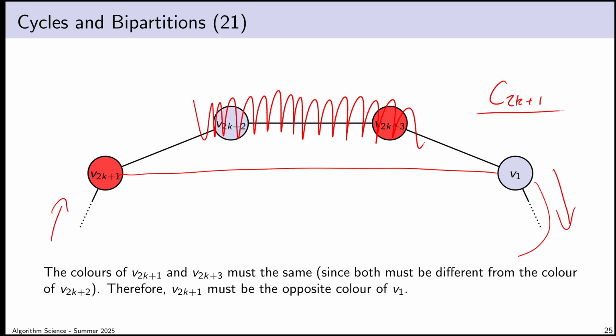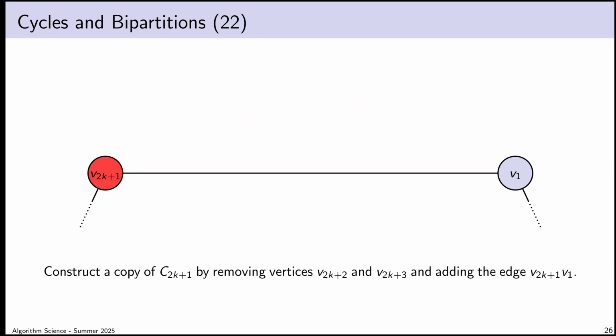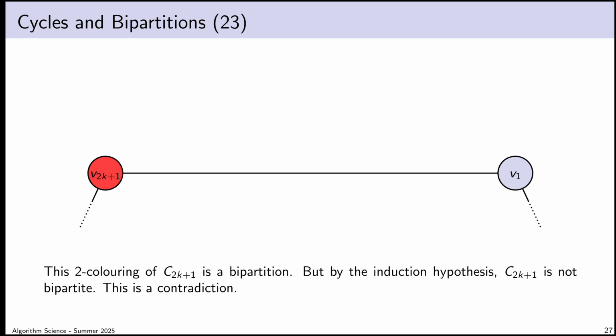and of course, as before, there is an entire cycle down here that remains correctly two-colored. I haven't changed the colors of any vertices. I started with a two coloring of C2K+3, and I was able to prune away a couple of vertices and create a two coloring of C2K+1. So I do that, and now I have this copy of C2K+1, and it is a bipartition. It is a two coloring of C2K+1. Now the problem with that is that by the induction hypothesis, no such thing exists. So this is a contradiction.